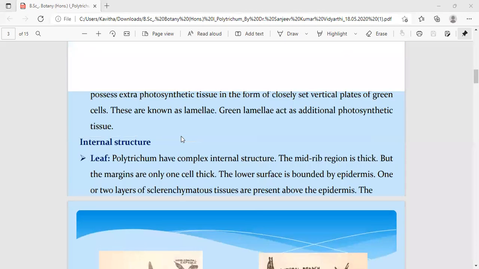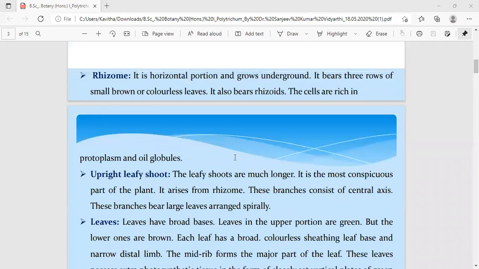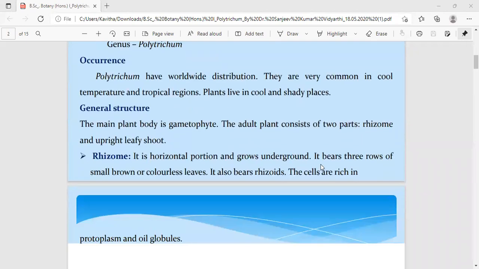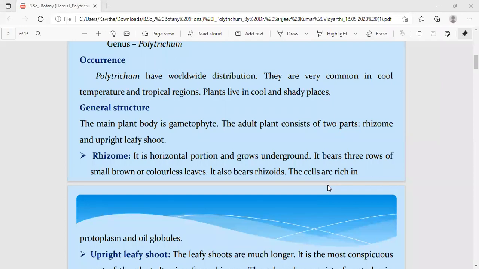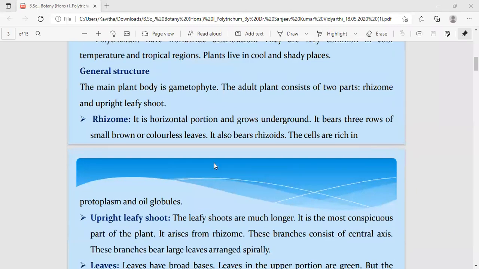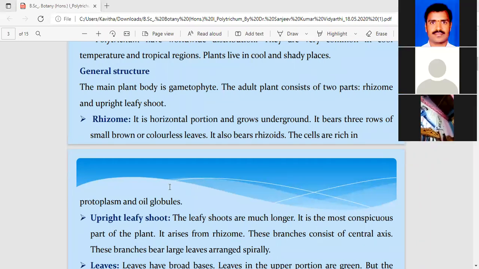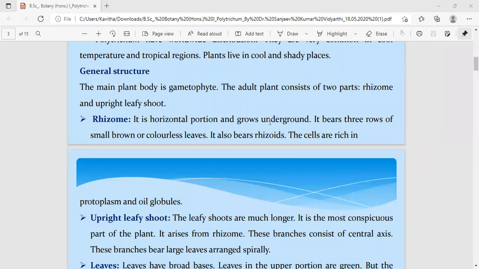So what is the rhizome here? It is the horizontal part of the plant which grows underground, in the substratum or soil, with small colorless root-like structures called rhizoids. I repeat, it is horizontal. That means it grows horizontally under the ground, and that's why we call it underground. Inside the soil, horizontally it will be growing, and it is colorless.